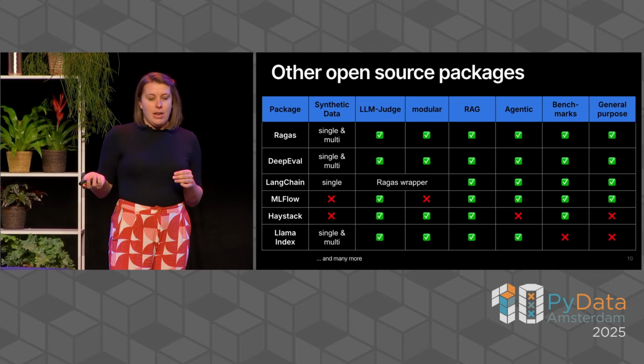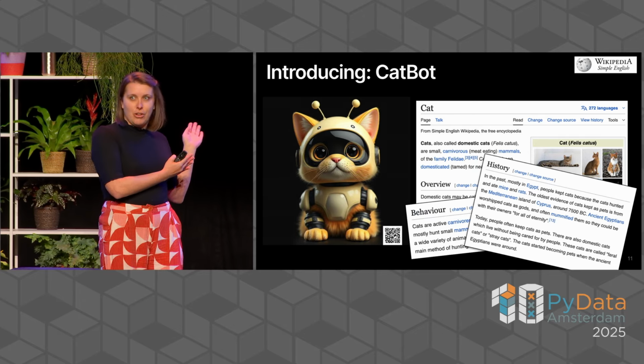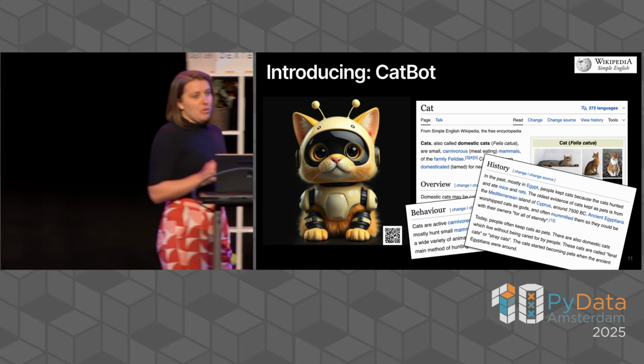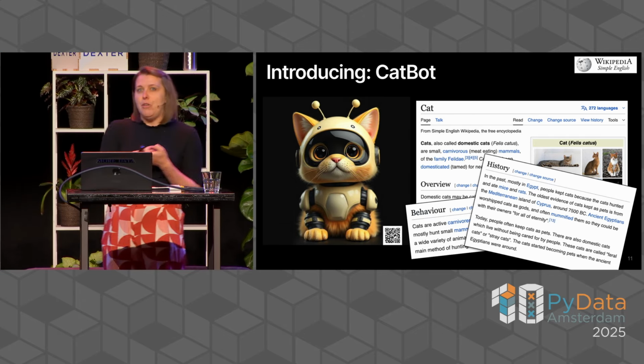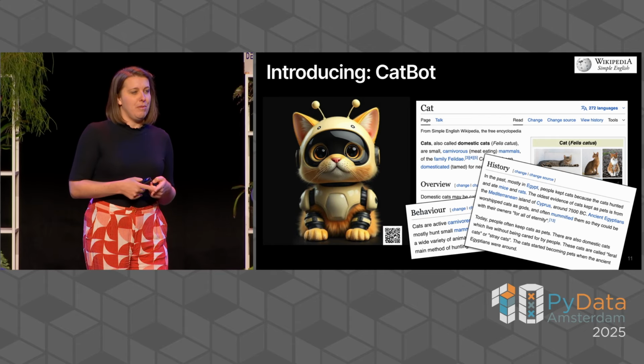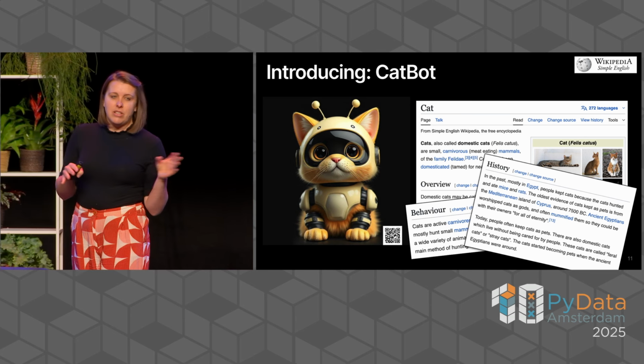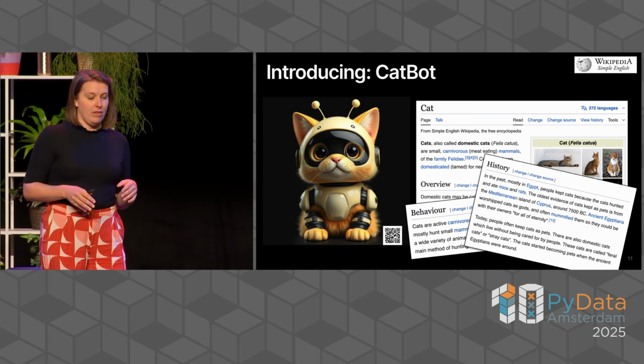Lastly, we also need an LLM to test. We're going to use the Catbot, which is a super simple chatbot I built. It's fueled by GPT 4.1. It knows everything about cats based on simple Wikipedia articles. I chunked them based on sections, and then just embedded them into a Chroma database.